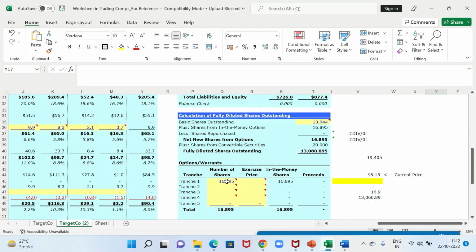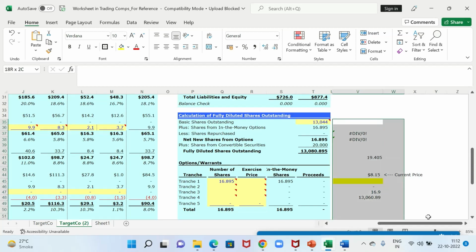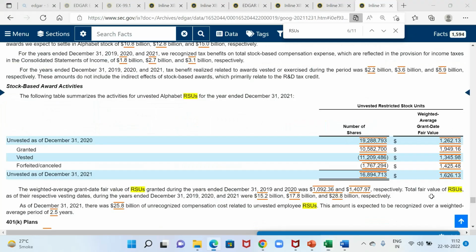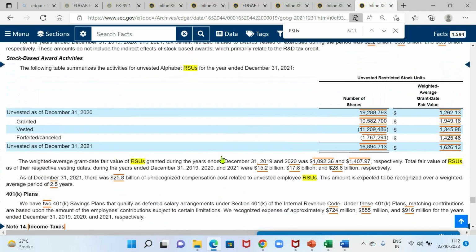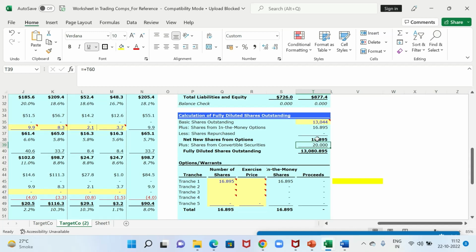So I've added that. RSUs I always take as in the money. This is directly added over here. Since I'm not getting any proceeds from RSUs, the proceeds show as blank. Hence there is no repurchase. Now scroll down further. Are there any other options? There are no options. So hence this is my fully diluted shares.